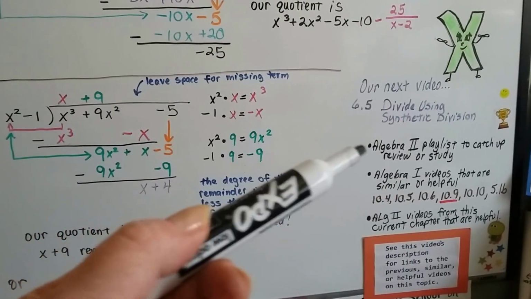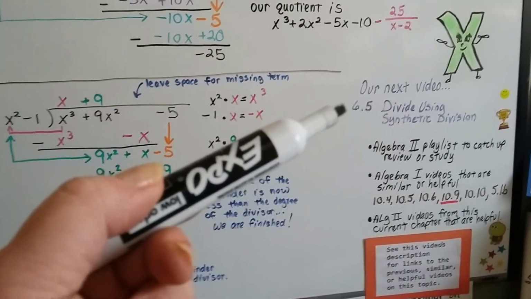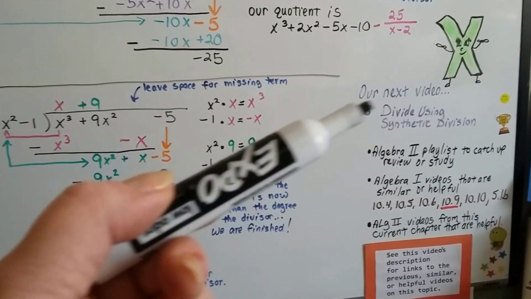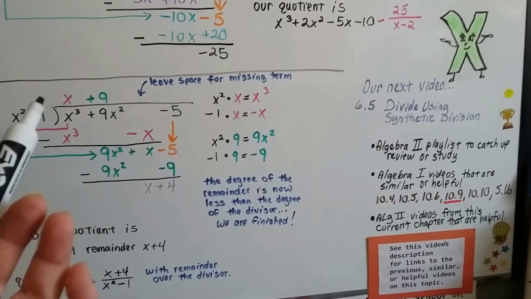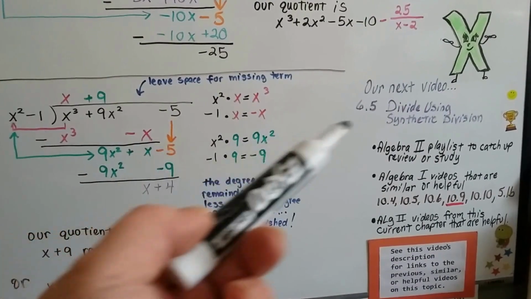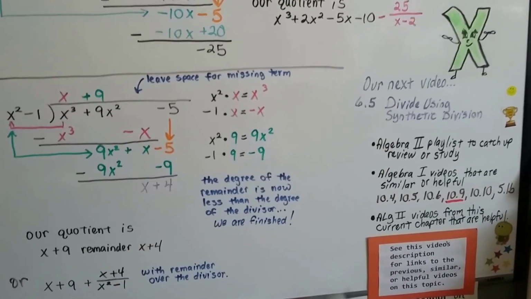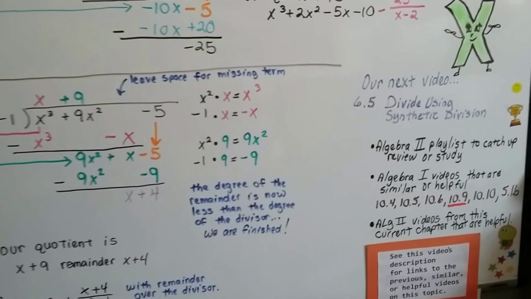I'm going to add this video to the Algebra 2 playlist. Our next video is 6.5, when we're going to talk about how to divide using synthetic division. Synthetic means fake, manufactured. So we're actually going to add instead of subtract to do division. So I'll show you how to do that.